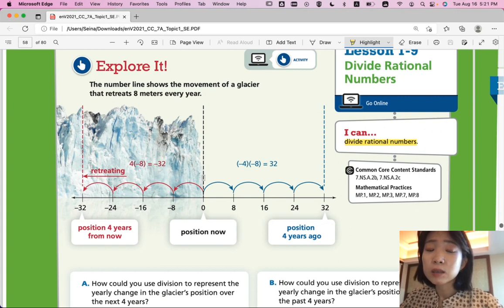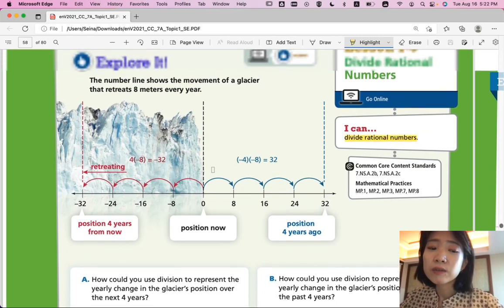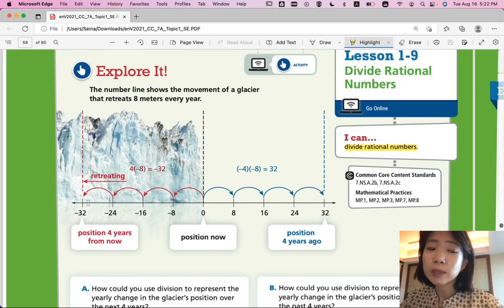And it's slowly retreating. Why is the glacier retreating? Because of global warming. The ice is melting every year. Because the earth is getting warmer and warmer each year, glaciers get lower and lower and retreat. So the position 4 years from now would be expected to be 32 meters before the position now.